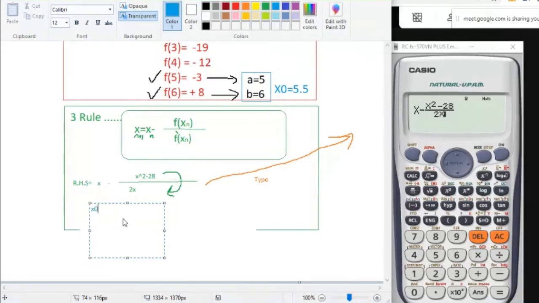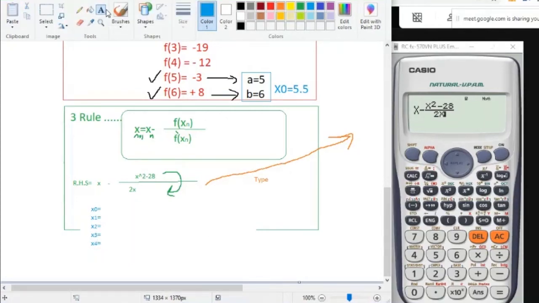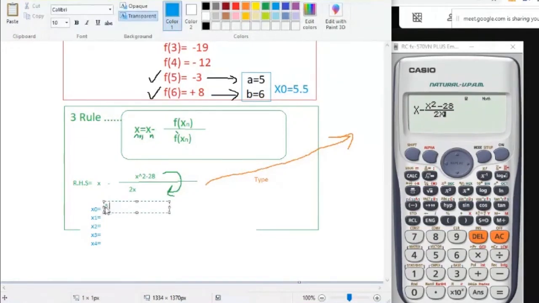Then, as you said, I will type x naught equal to, and from x naught I'll try to generate all the remaining, which are x1, x2, x3, and then x4. Right, then here I have x1, here I have x2, here I have x3, and here I have x4. For x naught, we did it before, if you remember, it was 5.5.